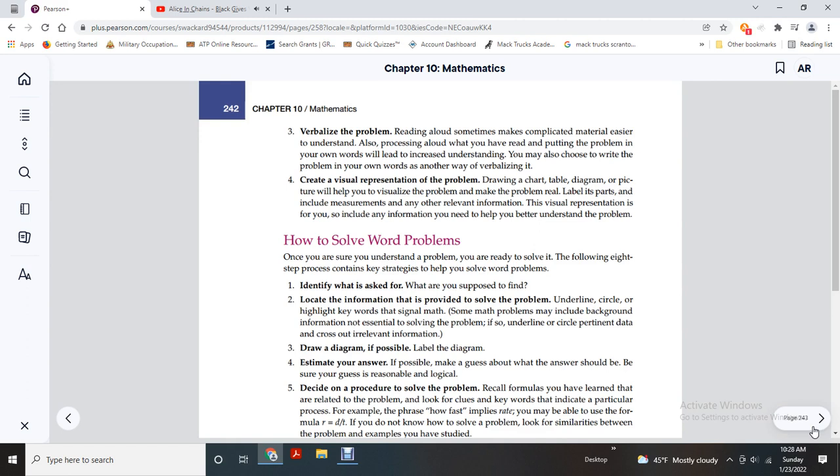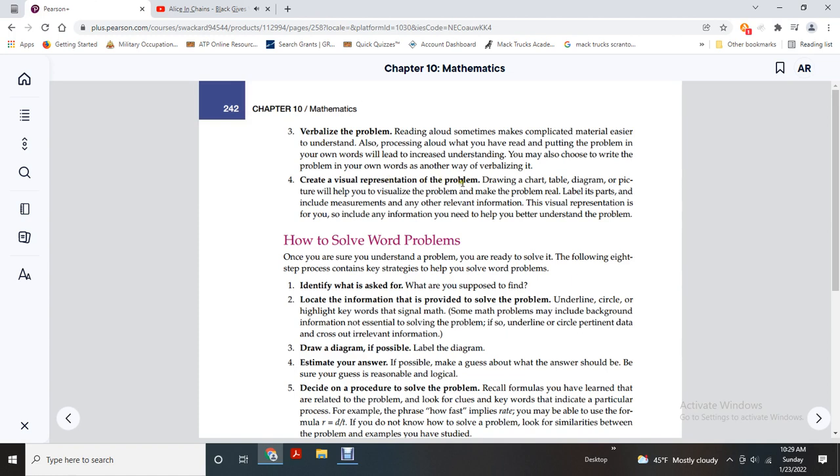All right, 3, verbalize the problem. Reading aloud sometimes makes complicated material easier to understand. Also, processing aloud what you have read and putting the problem in your own words will lead to increased understanding. Writing the problem in your own words is another way of verbalizing it.